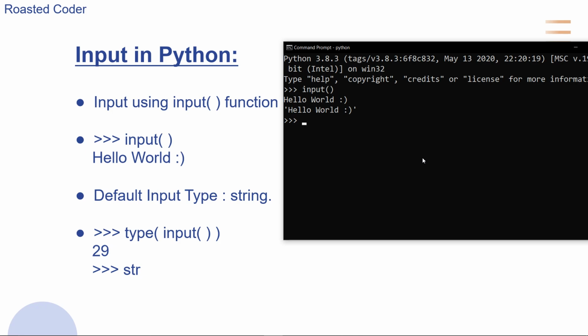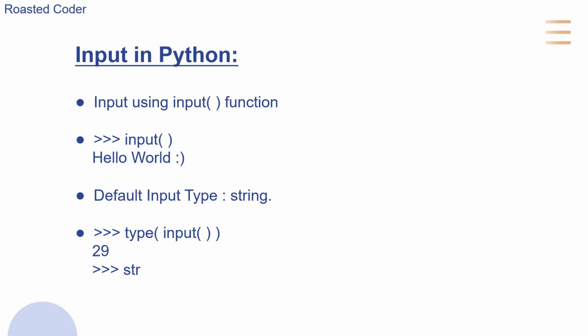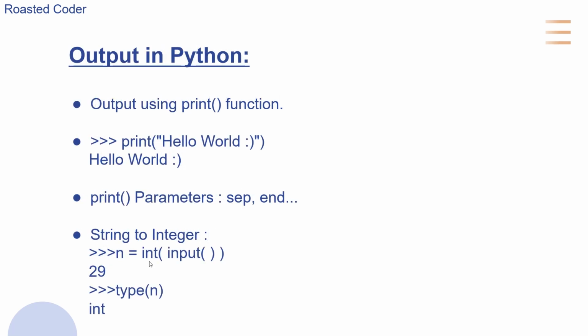And the default type of input is string. So we can type type of input and it will ask you for input. Even if we give 29 as our input, it will return string. You can see it's returning string as output. So type of 29 is string, and we can change that by typing int before input.